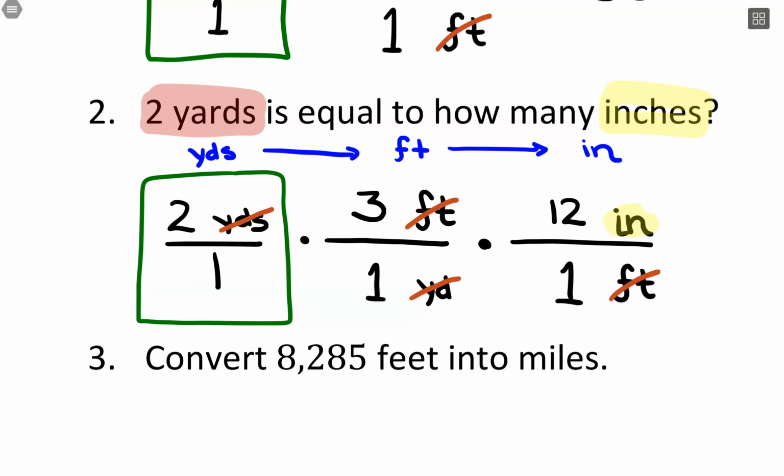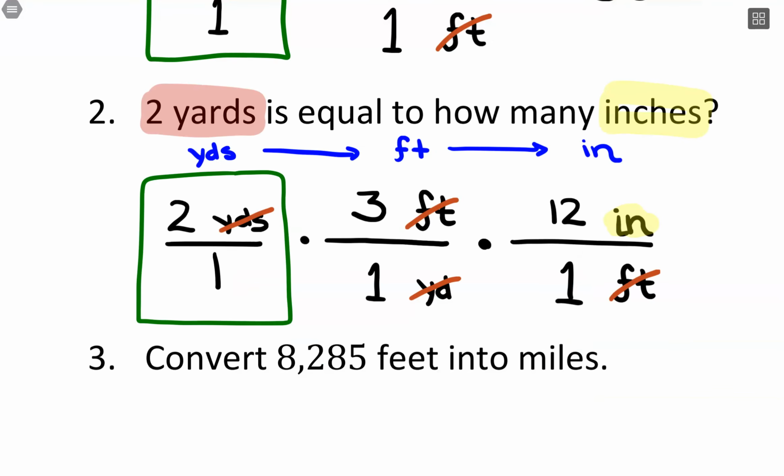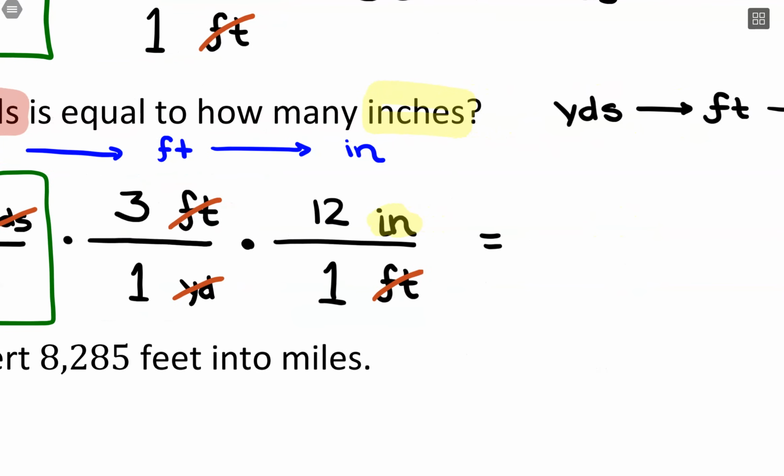So sometimes you'll have multiple steps, so just take it step by step and think about these unit fractions and making sure that they are in fact equal to 1. Now numerically, in the denominator I have 1 times 1 times 1, so that's all just 1 down there. So really it's in my numerator, so I have 2 times 3 times 12, and we can use a calculator to help us out there. 2 times 3 times 12 is 72. So this will be 72 inches, and we're done.